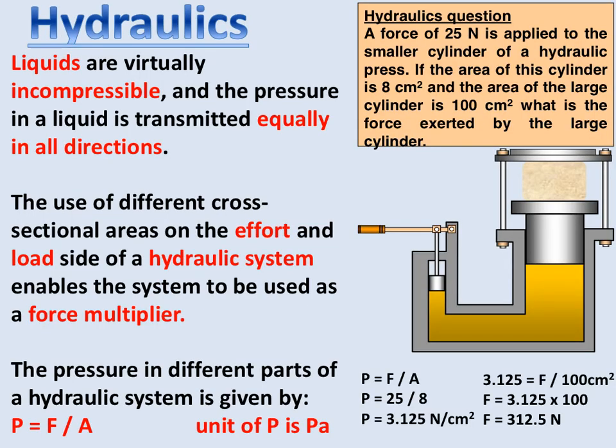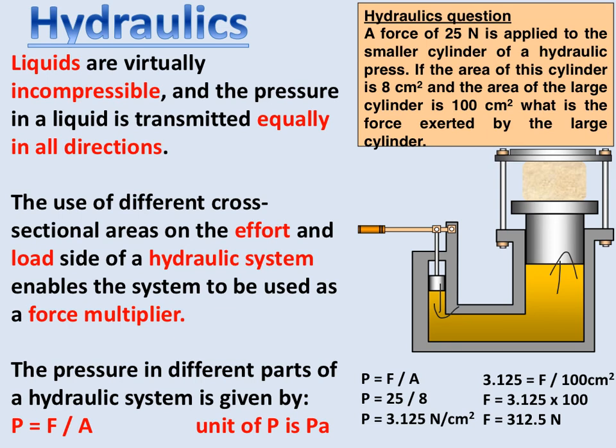The key thing to understand in hydraulics is that liquids are virtually incompressible, which means you can't really squish them any more than they already are. And that means that the pressure in the liquid is transmitted equally in all directions. If I apply a force to the liquid on this smaller piston here, as I've shown there, then the liquid will be compressed, but it can't compress, so it will exert a pressure through the liquid and then it will push up at this side here. And you can see now that the use of different cross-sectional areas on the effort, which is this side, and the load side of the hydraulic system enables the system to be used as a force multiplier.